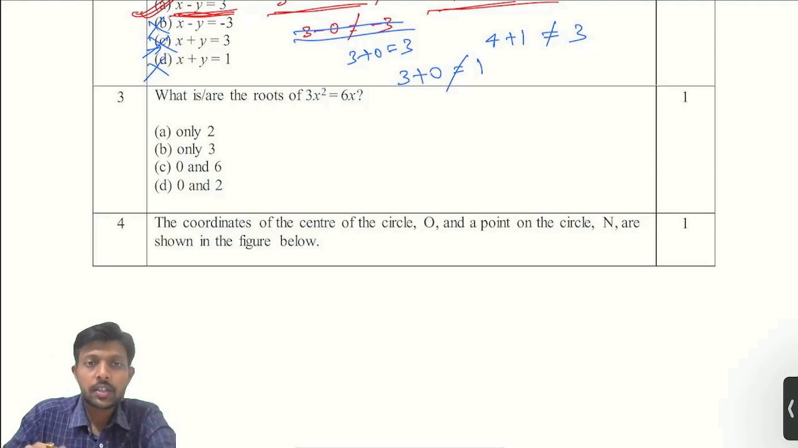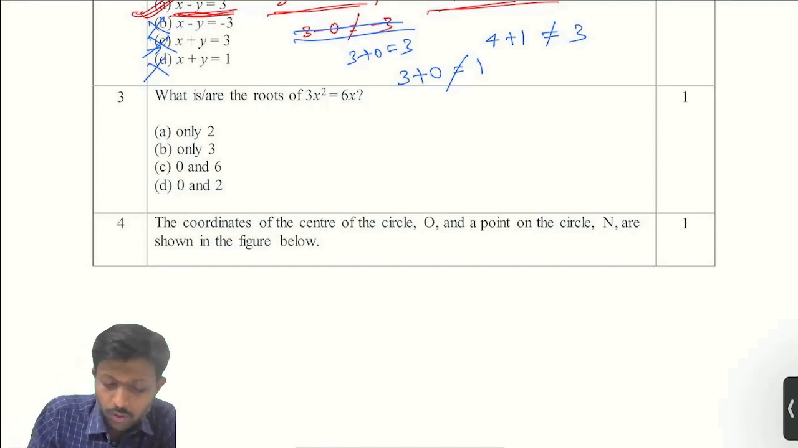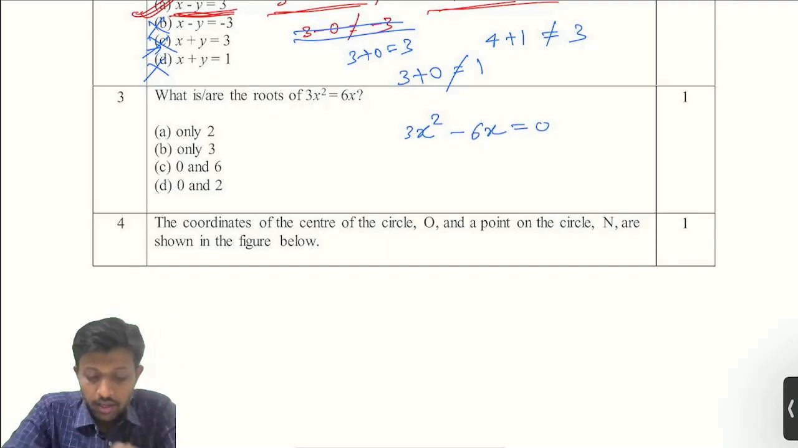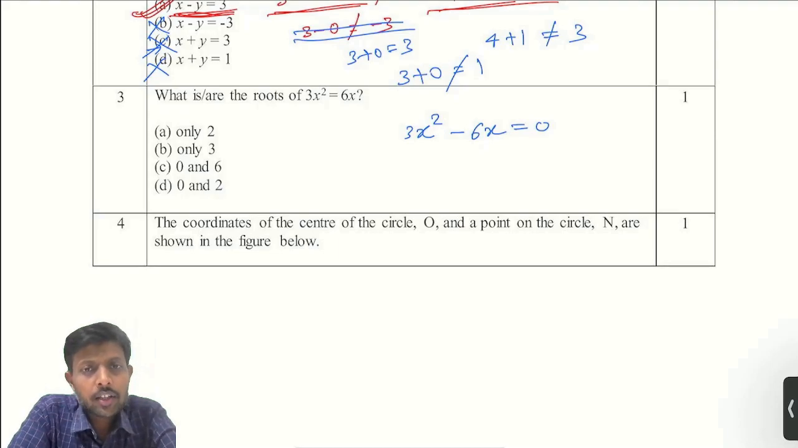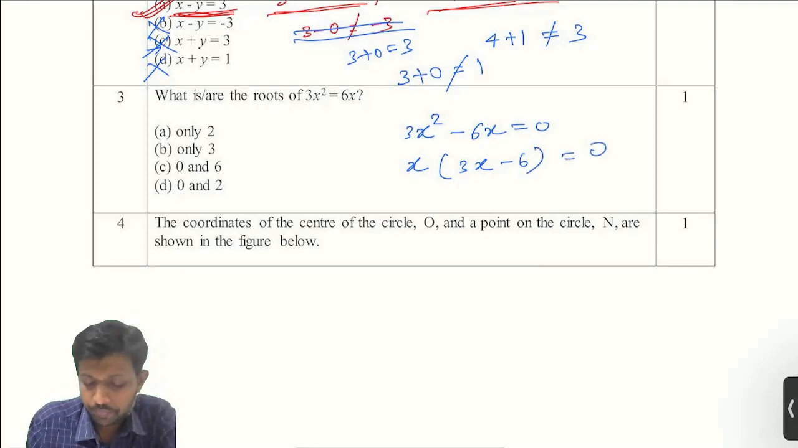So let's look at question number 3. What are the roots of this equation? So we have a quadratic equation, 3x square minus 6x equal to 0. And they're asking what are the roots of this equation. Okay. Let's see if we can take something common. x can be taken common. Then we have 3x minus 6. In fact, we could have taken 3x common also. But yeah, both work.